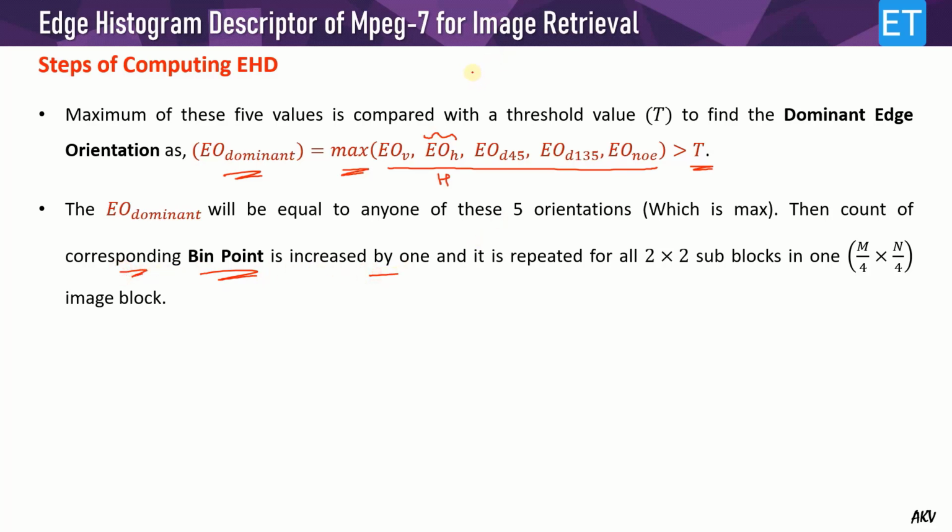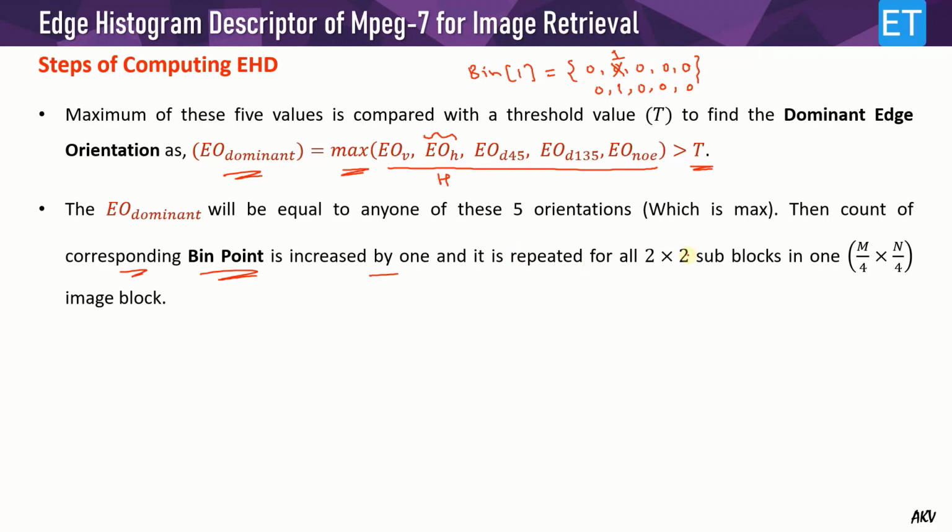As we have seen, for the first block we define the bin as 0, 0, 0, 0, 0. I mean all 5 types are 0 on initialization. So suppose for the first 2 by 2 pixel group I get a dominant edge type of horizontal. Then I will simply increase the count of this horizontal bin by 1, so the updated bin will be 0, 1, 0, 0, 0 like this.